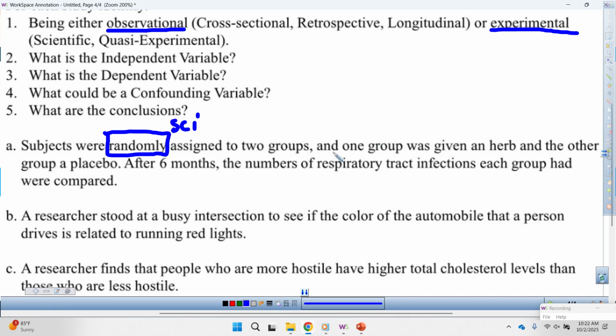Let me continue reading. One group was given an herb and the other was given a placebo. After 6 months, the number of respiratory tract infections each had were compared. So question, what is the independent variable? Tell your neighbor, what is the independent variable? What was introduced to create a response?